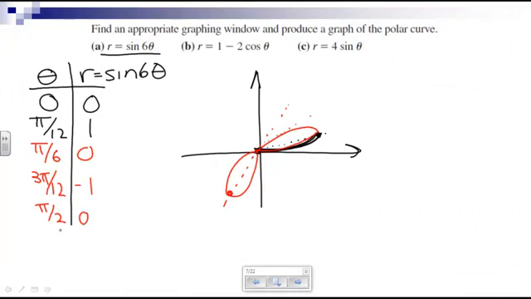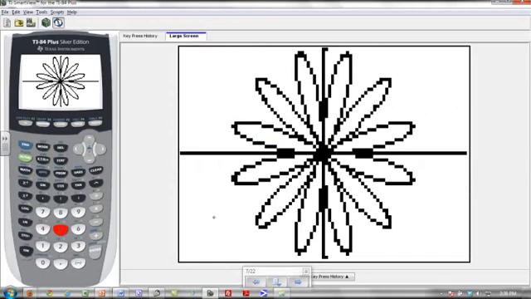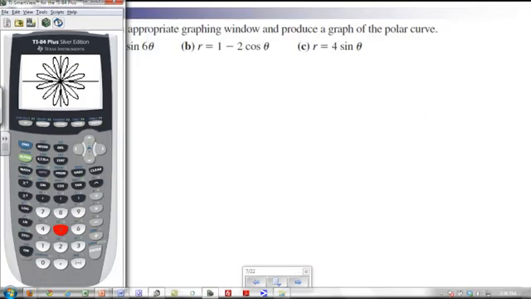But maybe less fascinating is the second one. Let's take a quick look at r equals 1 minus 2 cosine theta. You know what? I really don't have time to take you through the independent variable t-chart thing. Let's just go to the calculator, okay? All right. I'm dragging you kicking and screaming on that one. So 1 minus 2 cosine theta, and I'll just hit graph and see what we get.